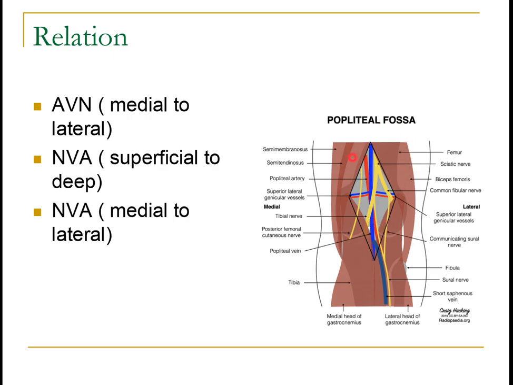So one thing which you have to remember here is the nerve which was lateral crosses over the popliteal vessels to come to the medial side, and the popliteal artery which was present on the medial side will pass underneath it to reach towards the lateral side. So there's a crossing of this nerve and the artery over the popliteal vein.